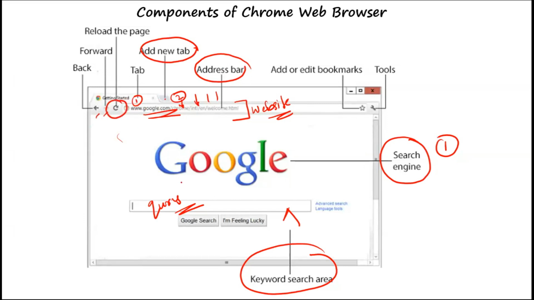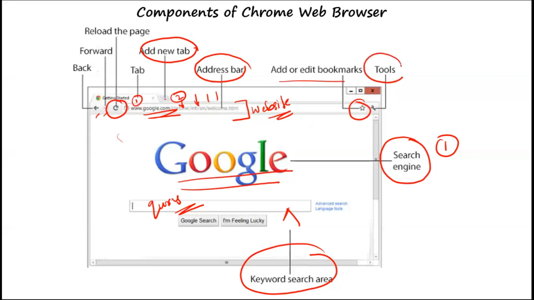Reload is for when you're not getting the response to your request properly. You can reload and check if your server is working fine, or if your internet connection is working fine or not. This is the bookmarks tab. If you want to save this page and access it later without going through the entire process of searching for which page it was, you can save or edit it under your bookmarks tab.